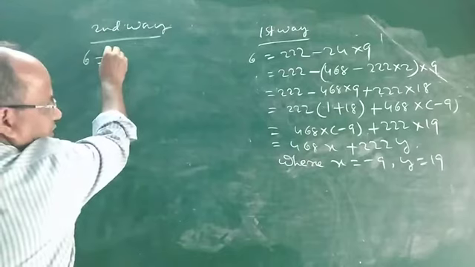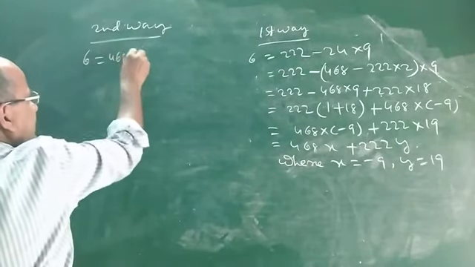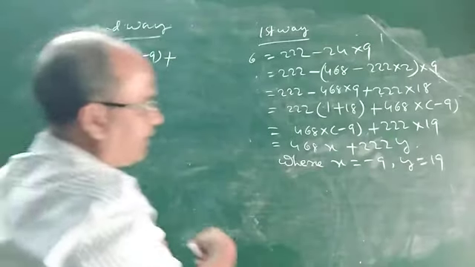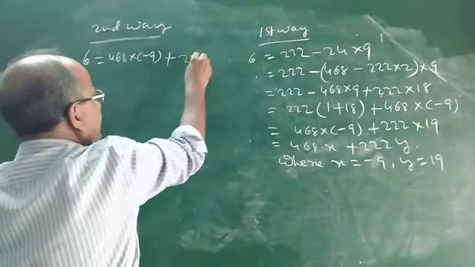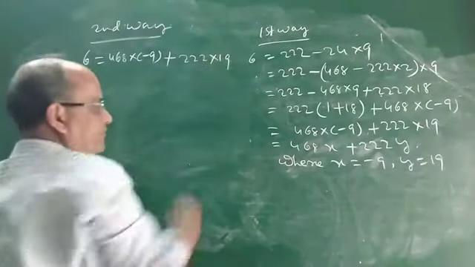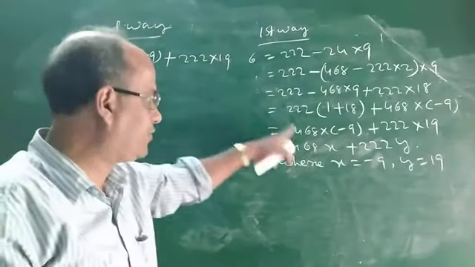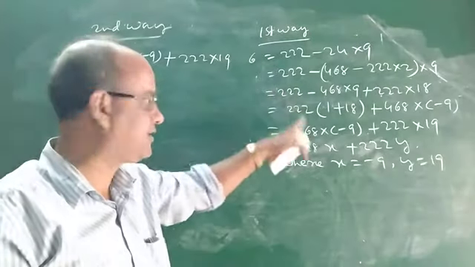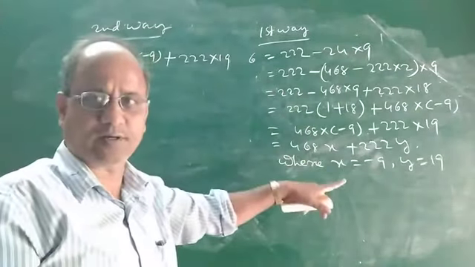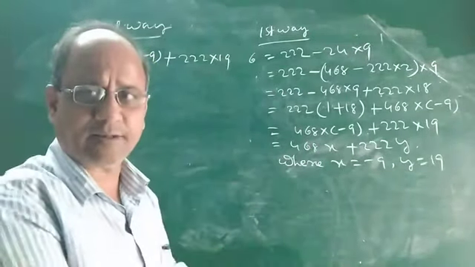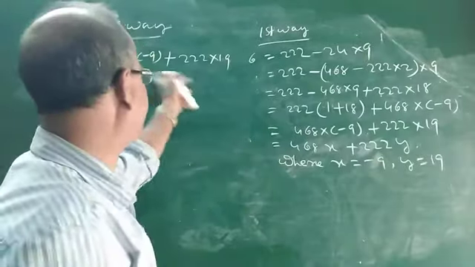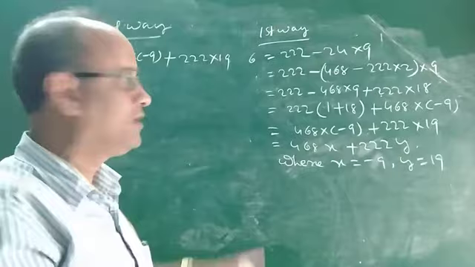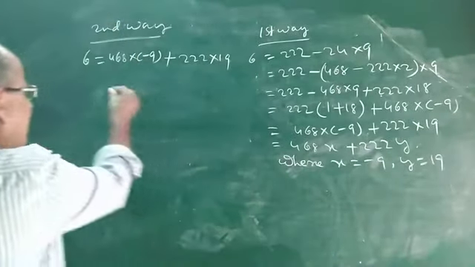6 equal to 468 into minus 9. This is a linear combination. Plus 222 into 19. This is the first step. Already we have shown the HCF of the two given positive integers as a linear combination of the two positive integers. Now in order to express it in the second way, what will we do? First you write this one, then what is the next step? The next step is, you add and subtract.